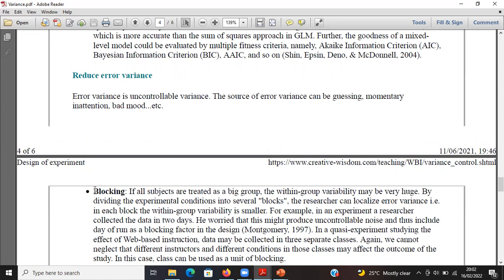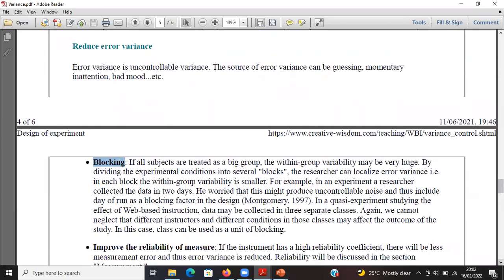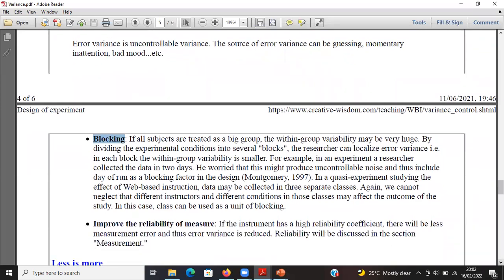Another thing, especially if it's not experimental, is that you may find a situation where you may not be able to block or remove all interfering variables.